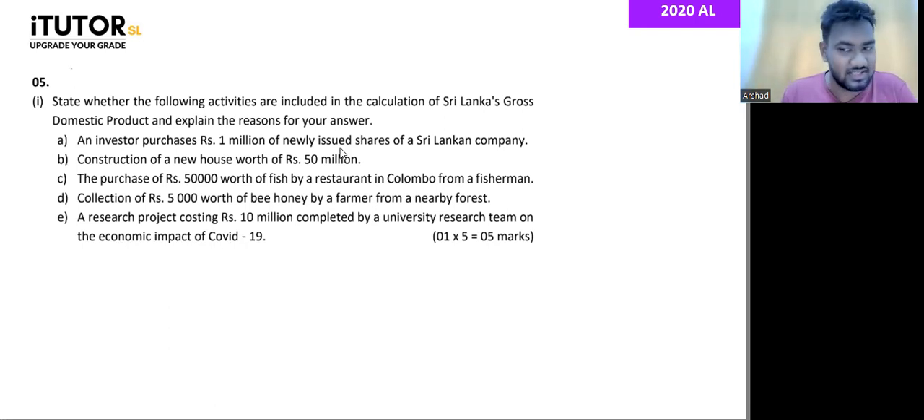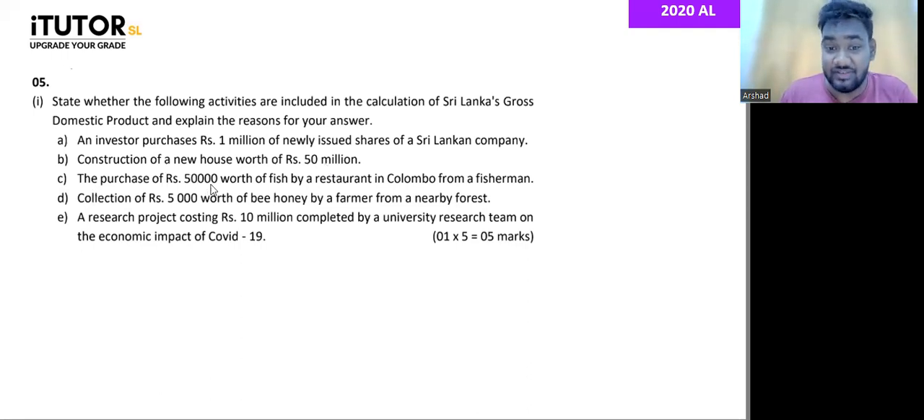Purely financial transaction. Second one, construction of a new house worth 50 million. Yes or no? Yes, this is included. This is productive economic activity, comes under gross domestic fixed capital formation.